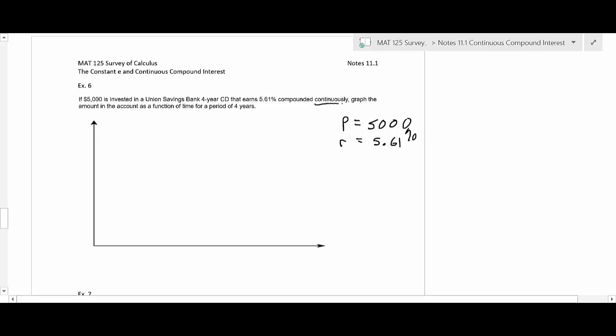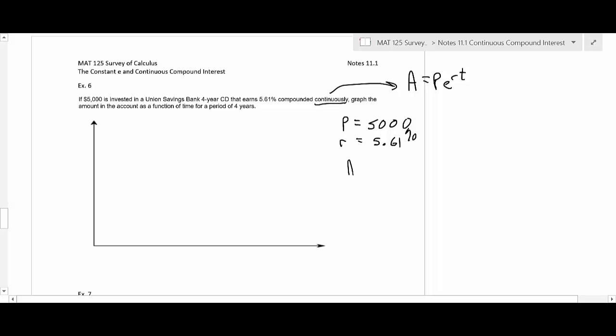5.61% compounded continuously. And when you see that it's continuous compounding, you immediately need to know, well, we're going to use the Pert formula. So P E to the RT. Okay, we're going to use that formula. Now, what they don't do is they don't give you the time. So we're going to just graph this as a function of time.